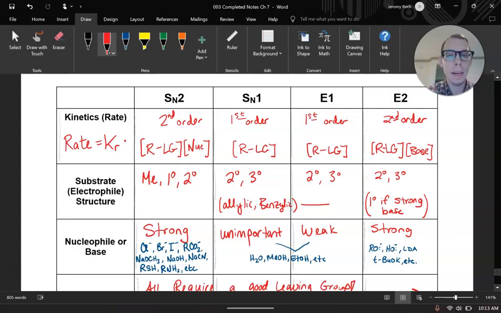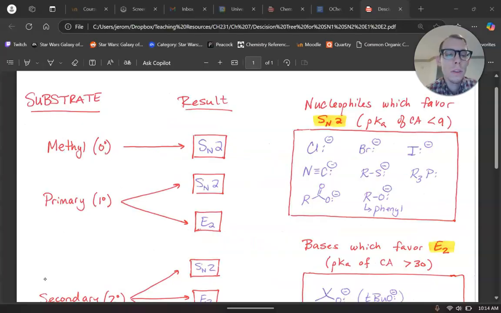Now, where that gets a little bit interesting is when you look at a reaction and you're trying to decide what it's going to be, SN1, SN2, E1, or E2. And for that, I have a decision tree that I've made. This decision tree is posted over in our LMS on Moodle, and it highlights a thought process that you'll work through.